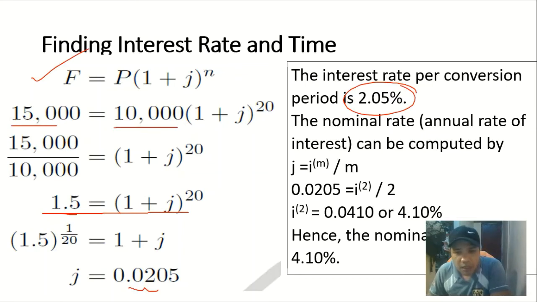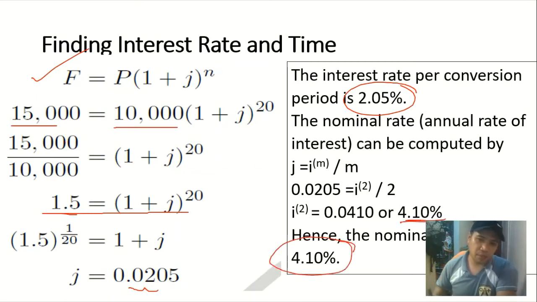Rather, that is only j. The nominal rate will be: 0.0205 is equal to i over 2. To get i, I multiply by 2 on the other side, by the multiplication property of equality. So 2 times 0.0205 is 0.0410 or 4.10%. So the nominal rate is 4.10%.